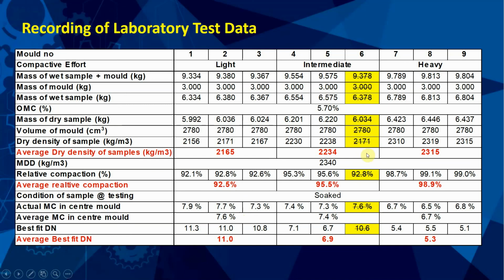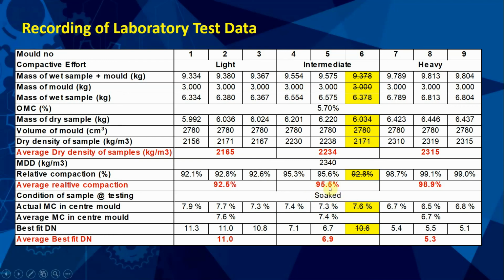For example, the highlighted third sample for the intermediate compactive effort as demonstrated in this table. From the reported figures, it looks like the sample was compacted at light compactive effort and not intermediate compactive effort. This could be as a result of not working systematically in the laboratory. Therefore, that mode should be excluded from the average calculation.